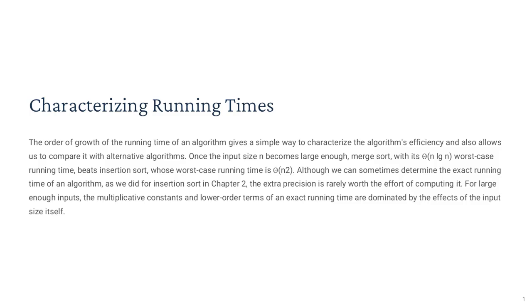The running time of an algorithm is critical for understanding its efficiency, especially as input sizes grow. By analyzing the order of growth, we can determine how performance scales and compare different algorithms. For example, merge sort has a worst-case running time of Θ(n log n), which becomes faster than insertion sort's Θ(n squared) as input sizes increase.